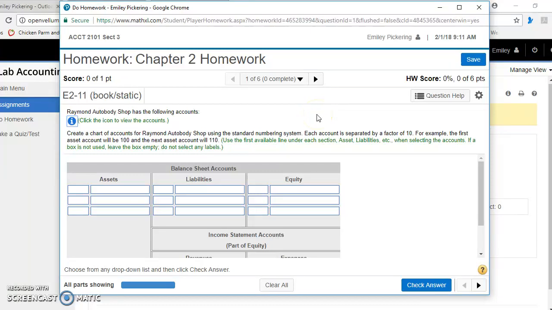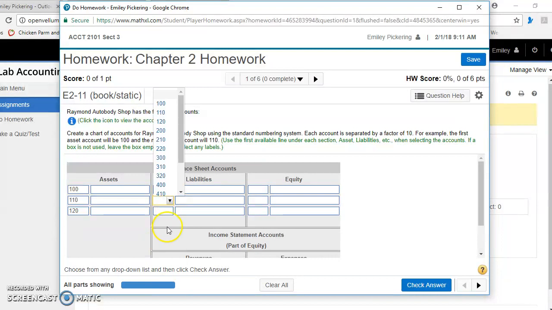All right, I wanted to do chapter 2 homework, some of the problems, just so you could kind of see how it all worked out. So the first part is we want to list some accounts. So let's just put them in order. I want you to separate them by tens.